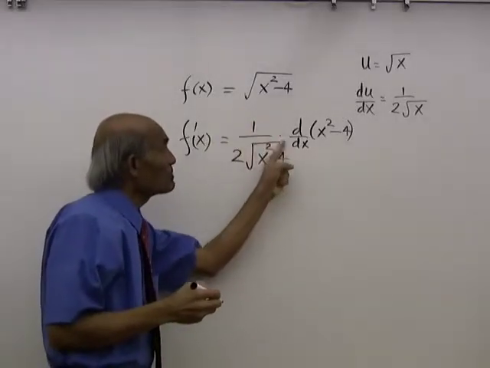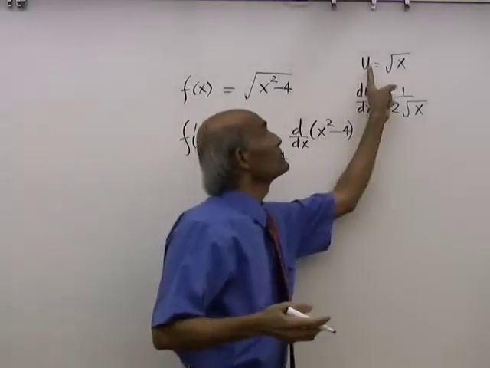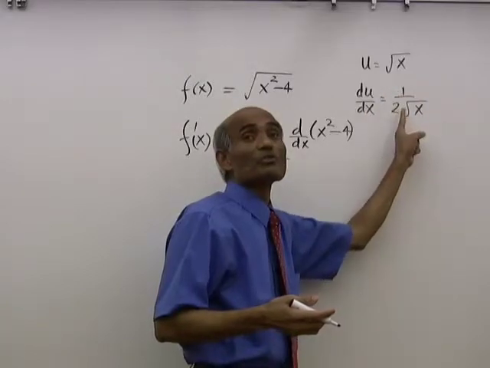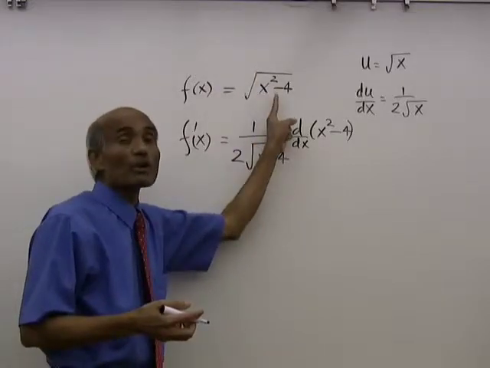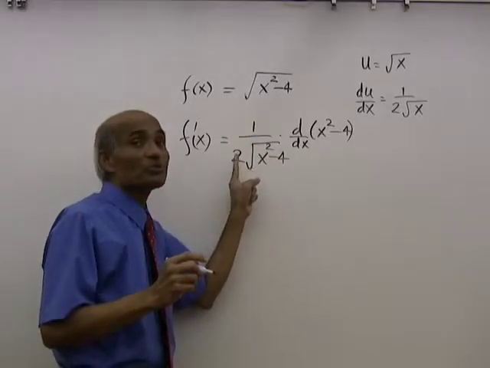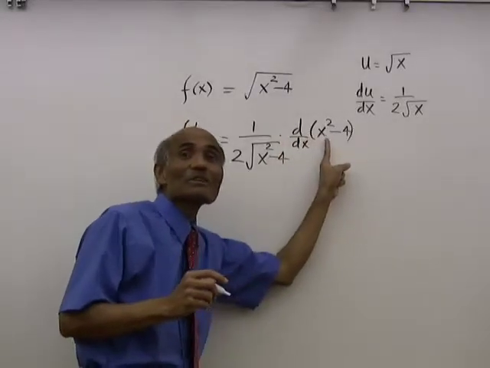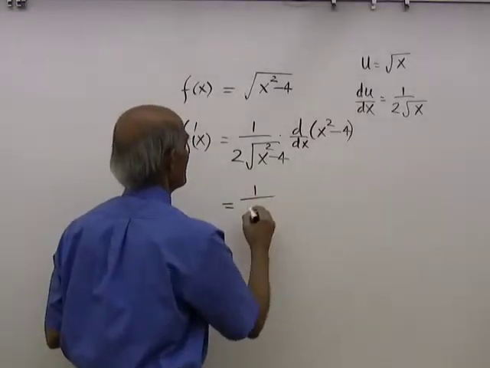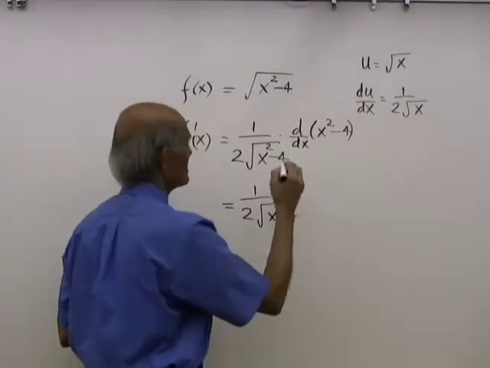So we apply the rule for the derivative of a square root quantity. If u equal to square root of x, du by dx is 1 over 2 square root of x. If f of x equal to a square root quantity, f prime x is 1 over 2 square root of that quantity times derivative of that quantity. And that will be 1 over 2 square root of x squared minus 4 times.